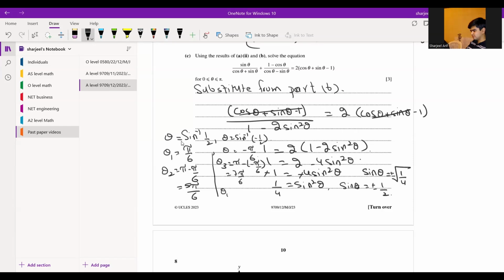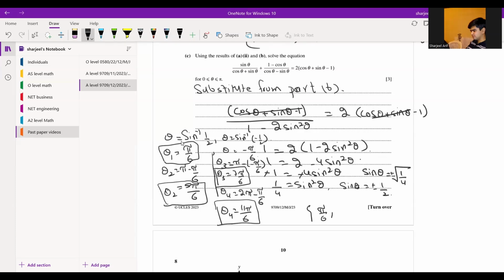And for theta 4, we will deduct it from 2 pi, because the angle is negative, so we deduct it. This will become 11 pi by 6. So the four answers will be 11 pi by 6, 7 pi by 6, 5 pi by 6, and pi by 6. Let me write it more clearly here. Pi by 6, 5 pi by 6, 7 pi by 6, and 11 pi by 6. So these are the answers.